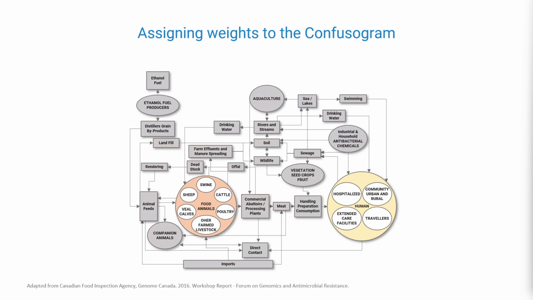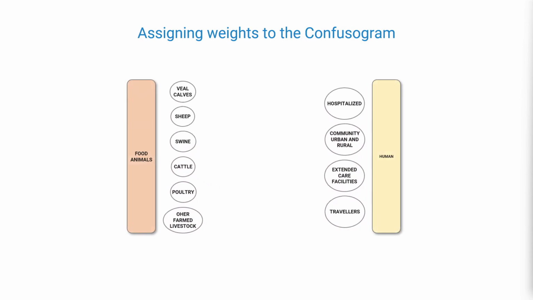So let's take a simplified example between food animals and humans. What if we want to know how common transmission is between these two environments? To calculate the risk of transmission between each of these environments, I took the approach of examining the genes that are shared between two groups.